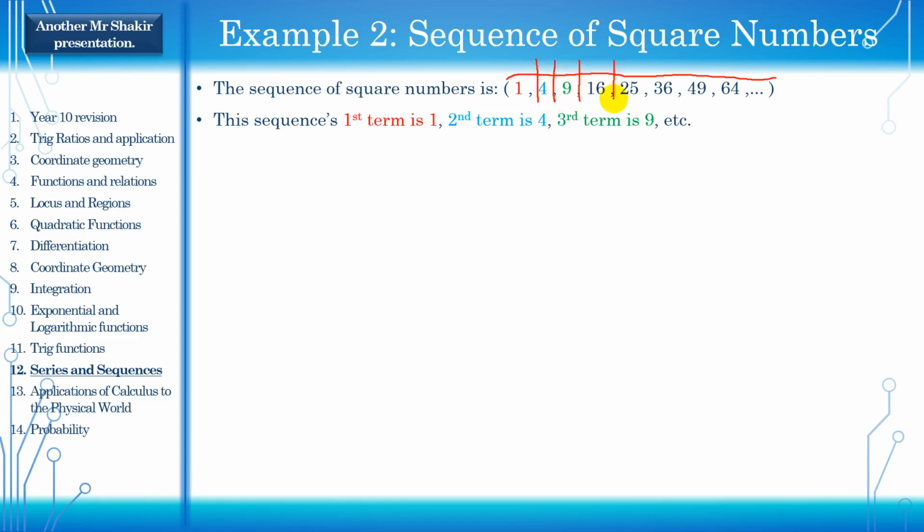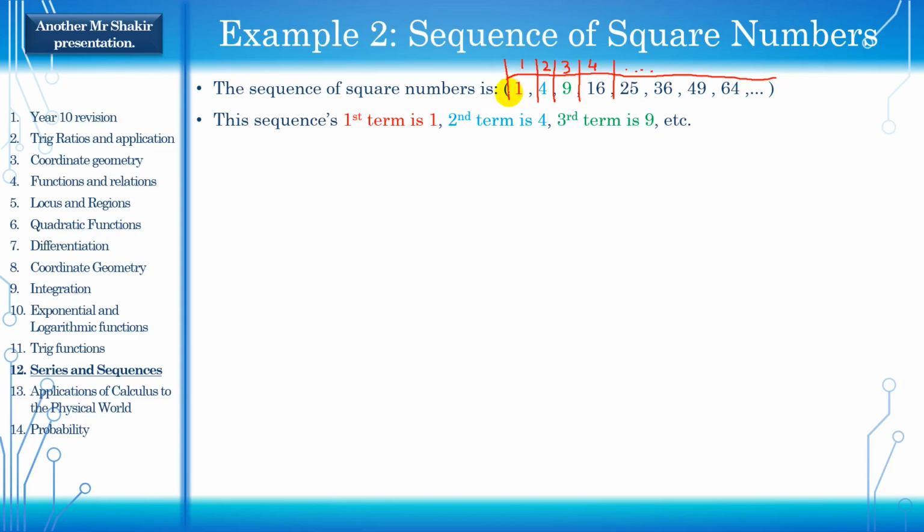I'm drawing a table, right? The first term, the second term is 4, the third term is 9, the fourth term is 16, and so on. And the idea I'm trying to explain to you is that the position of the term in the sequence, this is the first number, this is the second number, that's the third number, that's the fourth number. The position is related directly to the value of the term. It's just n squared, right?